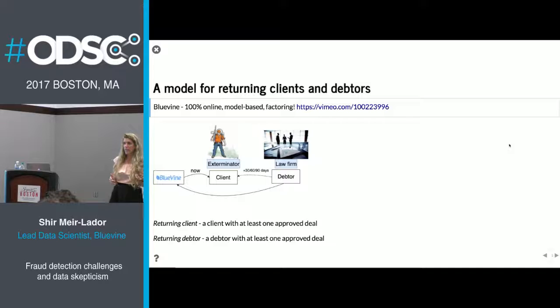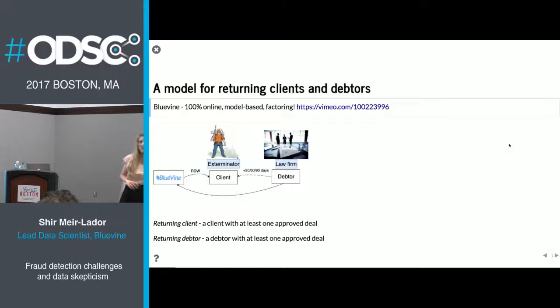And at the end of the 30, 60, or 90 days, the law firm would pay directly to us the amount of money it owes you. So this is our business. In this scenario, the client is you, the exterminator, the Bluevine client, and the client of the client, the law firm, is the debtor. And this whole scenario is called a deal for us. That's how we treat it, an invoice factoring deal.